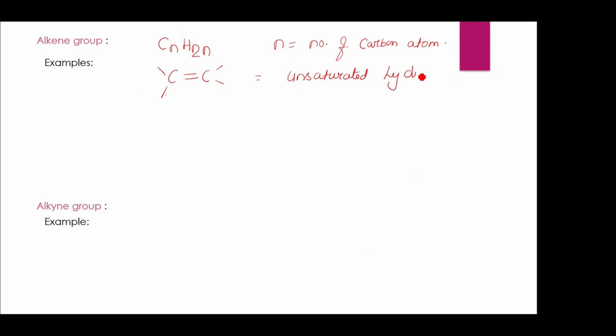Next is the alkene group. Alkene groups are represented by the general formula CnH2n, where n is the number of carbon atoms. And these alkenes have a C double bond C. So these are known as unsaturated hydrocarbons.